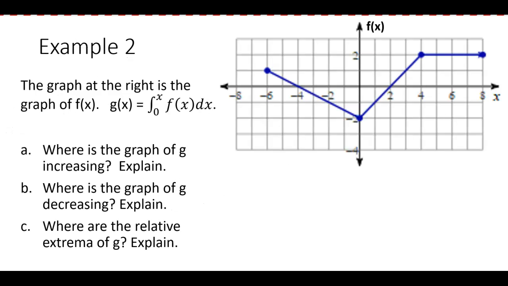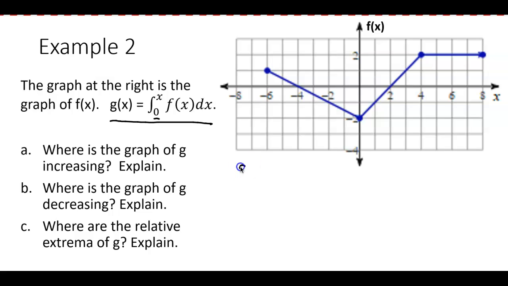All right, so let's put it to work here. The graph at the right is a graph of f of x. Once again, I'm using the same graph for everything today. And g of x, which I do not have a graph of, is an integral of that function over there, which means that g of x is basically just the area under the curve starting from 0. So now, where is the graph of g increasing?